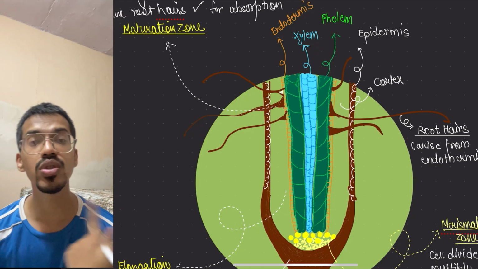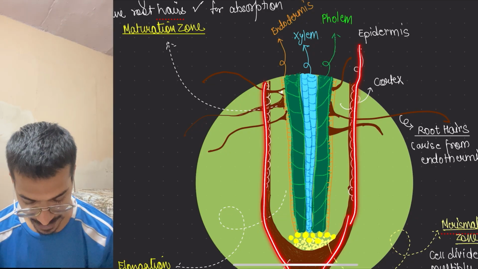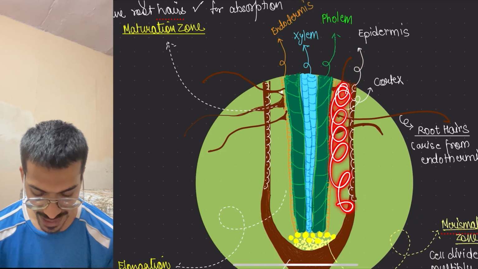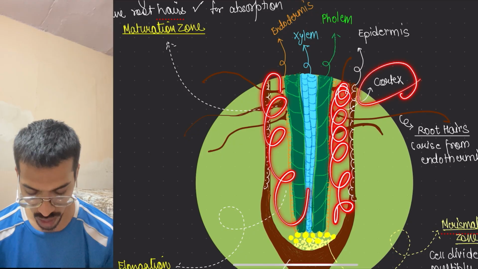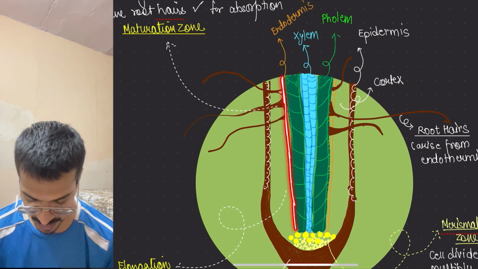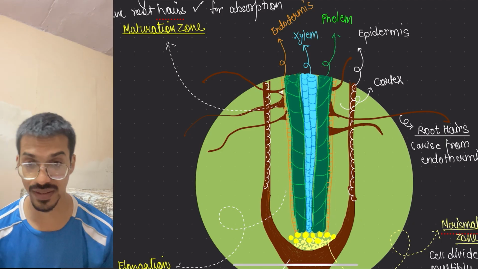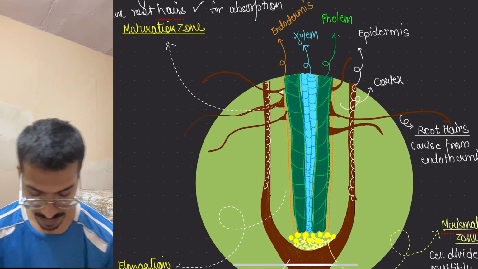So the outermost layer is called epidermis. So this layer is what? Epidermis layer. Inside it, the maximum portion is what? Cortex. The innermost part of the cortex, this thing if you are seeing, this is your endodermis, which is the part of the cortex only.